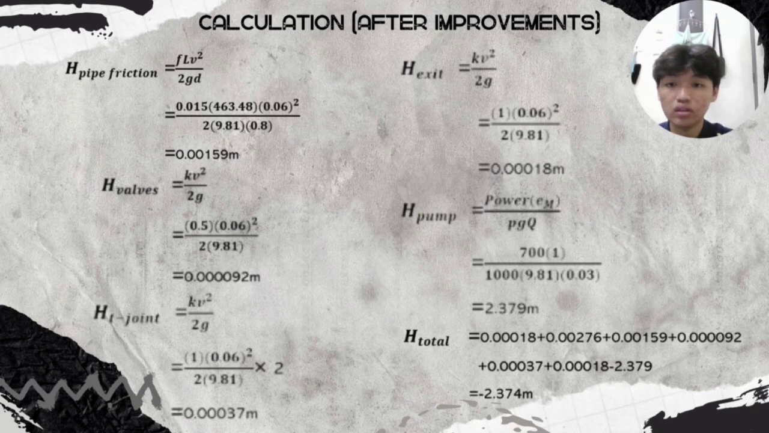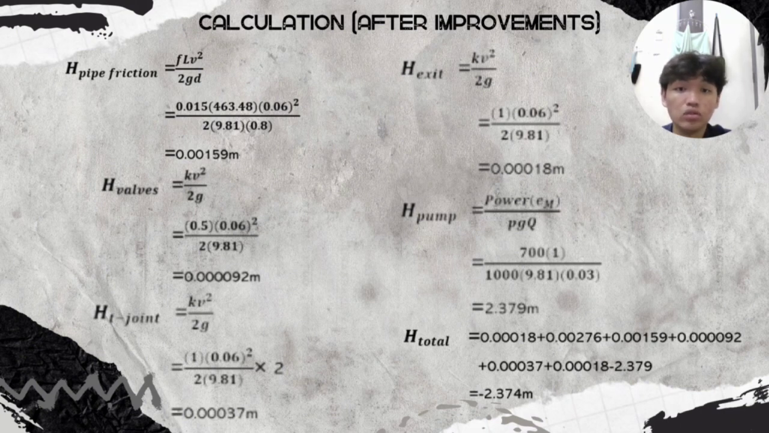H T joint equal to kV squared divide 2g. The K value for T joint is 1 times 0.06 squared over 2 times 9.81. The answer we should times 2 because we have 2 T joint. So the answer is 0.00037 meter. Next, H exit equal to kV squared over 2g. K value for exit loss is 1 times 0.06 squared over 2 times 9.81. So the answer is 0.00018 meter.